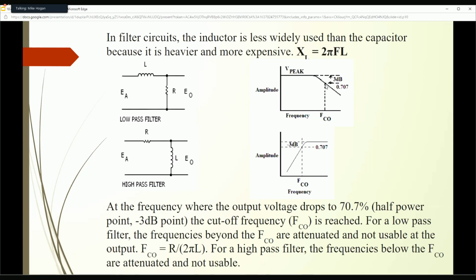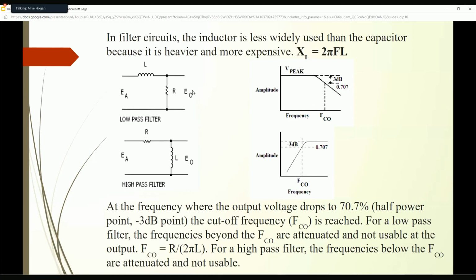And that's what they're going to deem unusable. And so everything up here is going to be good, and then beyond that is going to be our cutoff. This is going to be our cutoff frequency, right? And so what it's showing you is that for a low pass filter, which is this top one, frequencies beyond FCO, the cutoff, are attenuated to the point where they're no longer usable.